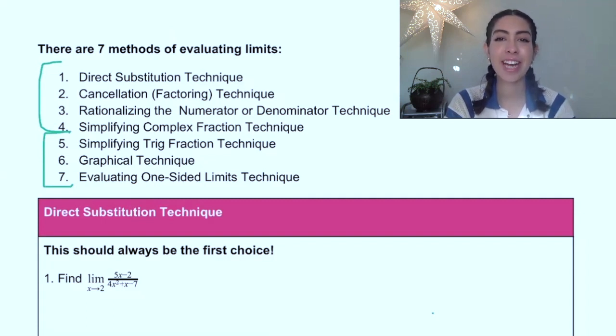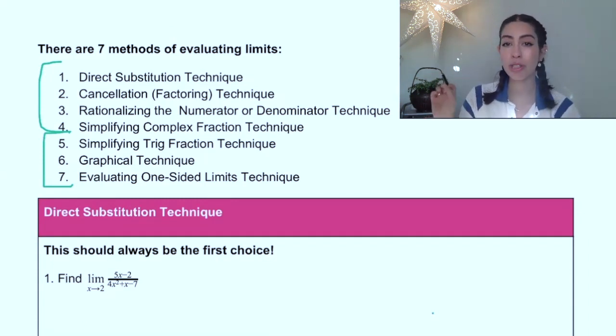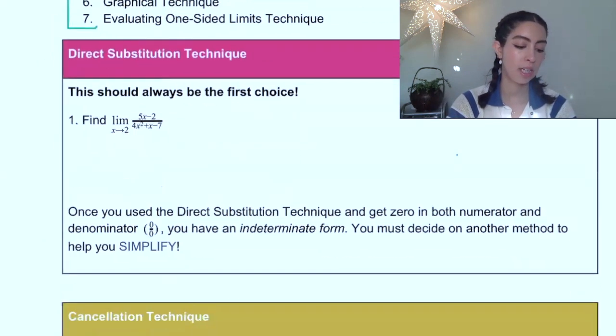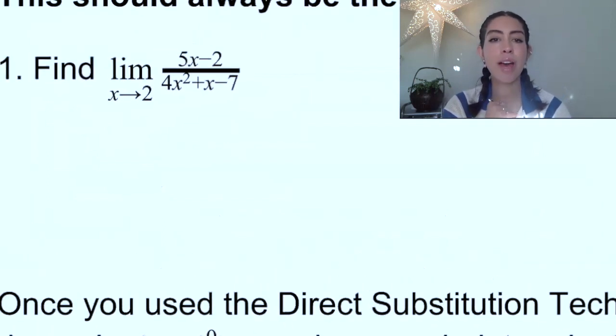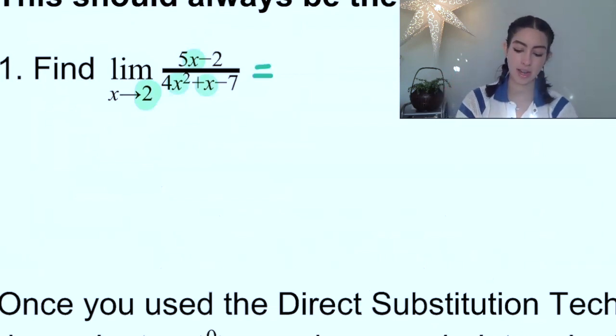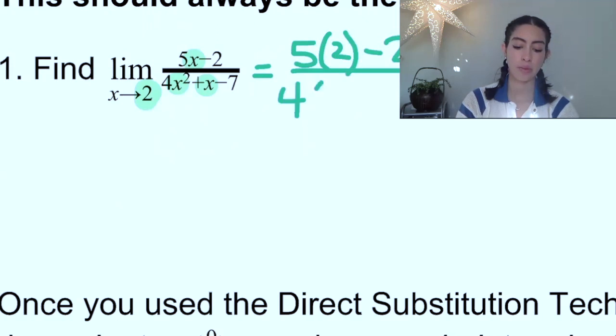The first technique, we've mentioned it before, is direct substitution. So this should always be your go-to as soon as you get a limit problem and you want to solve it algebraically. Always go straight to direct substitution. So we see here the limit as x approaches 2 of 5x minus 2 divided by 4x squared plus x minus 7. So direct substitution, I'm going to take this 2 and plug it into all of my x's. There's a total of 3 of them. So I'm going to plug that in. I will get 5 times 2 minus 2 divided by 4 times 2 squared plus 2 minus 7.